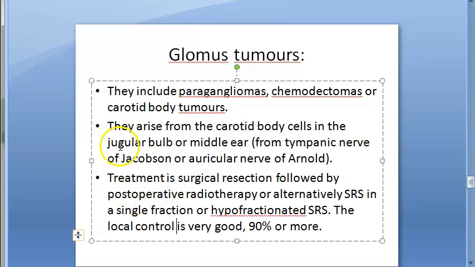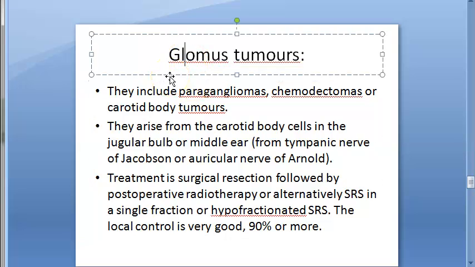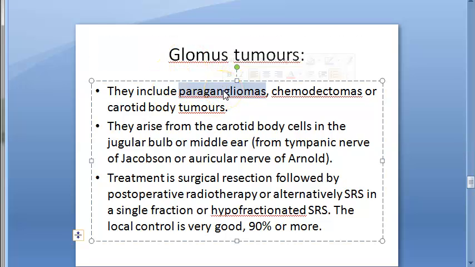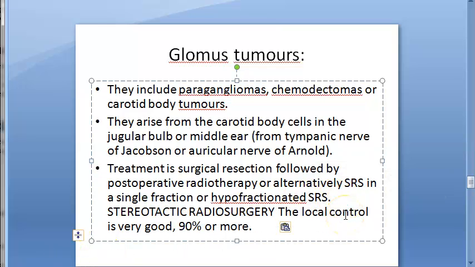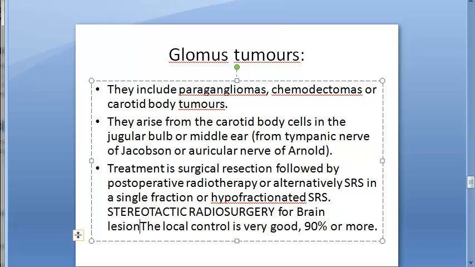Let's look at a few extra points also. So, glomus tumors, they include paragangliomas, chemodectomas and carotid body tumors. They arise from carotid body cells in the jugular bulb or from the middle ear. And what is the treatment? Surgical resection. Okay. Surgical resection followed by radiotherapy, or alternatively SRS in single fraction or hypofractionated SRS. What is SRS? This is actually stereotactic radiosurgery. This is actually for brain lesions.